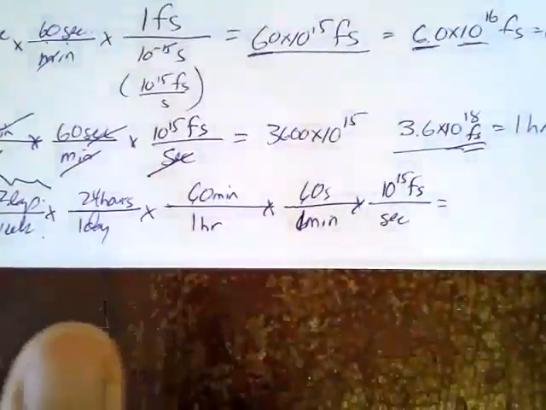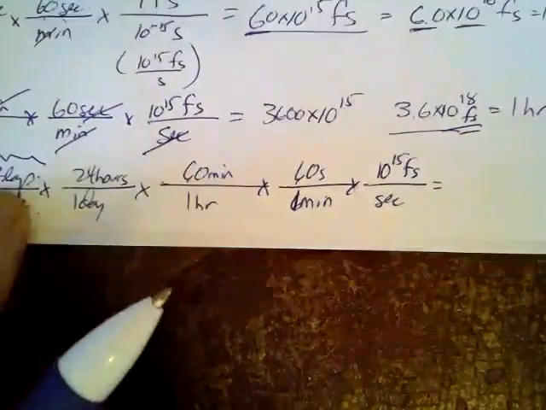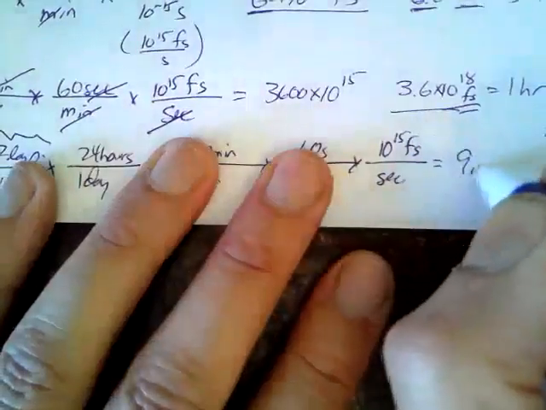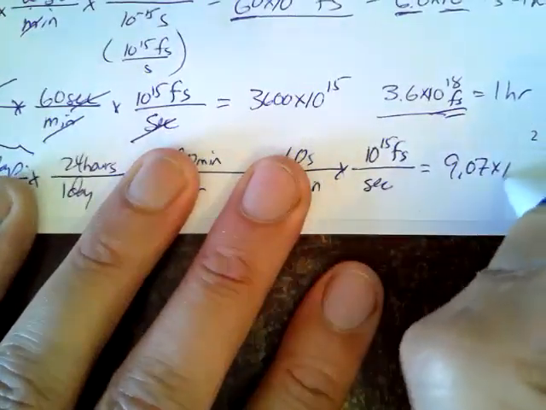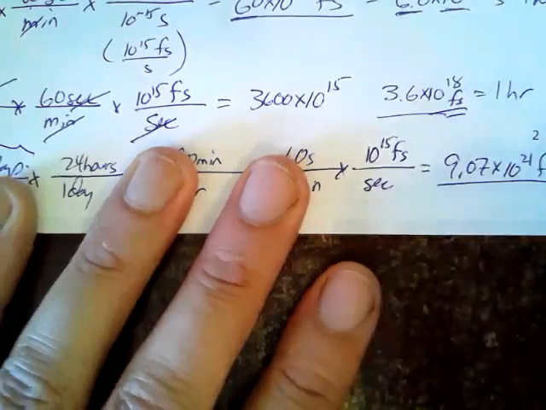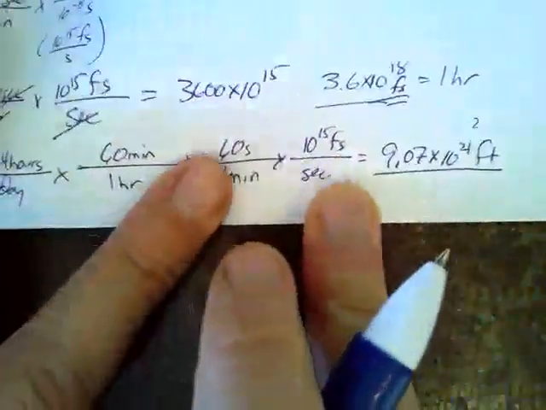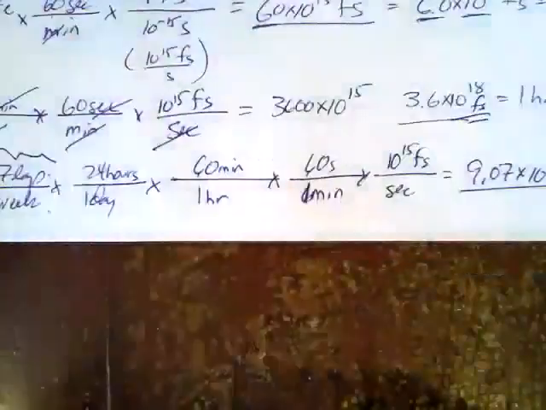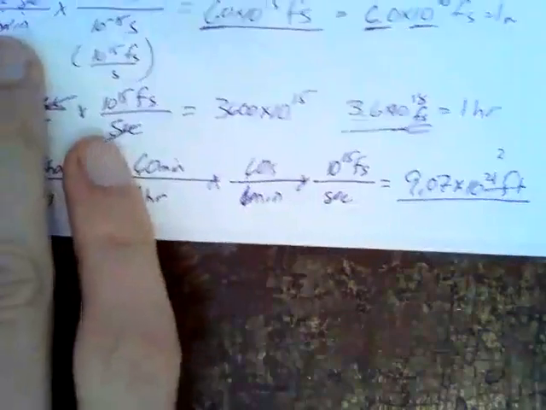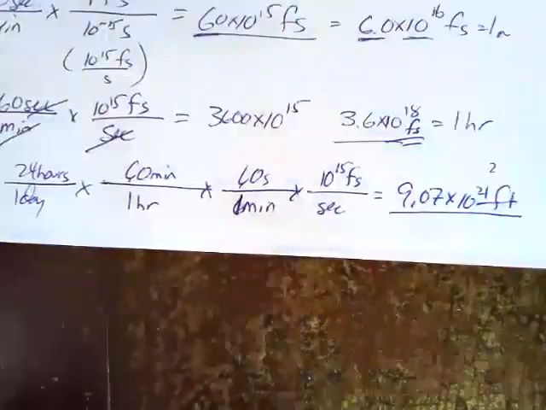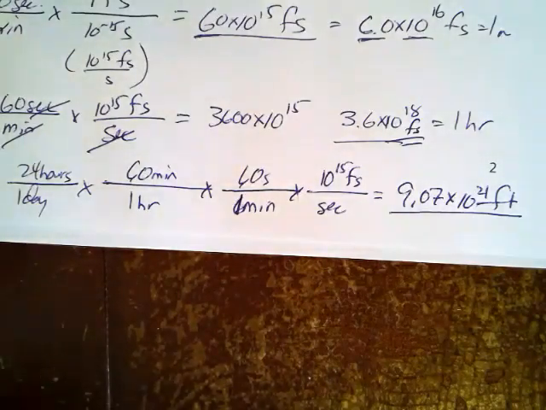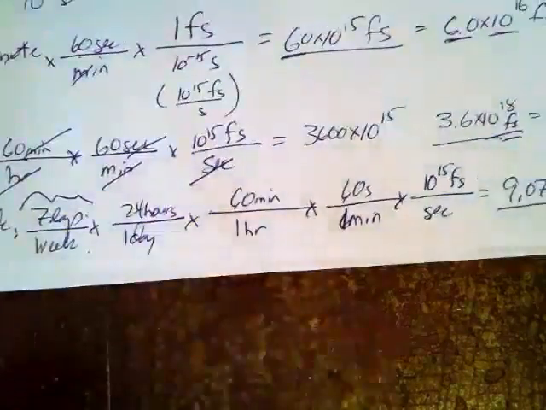Rather than saying 15 weeks, if we do all this math and we take 15 times 7 times 24 times 60 times 60 times 1 times 10 to the 15th, you get 9.07 times 10 to the 21st femtoseconds would be how long a semester is going to take. That's a lot of femtoseconds. That's a 9 followed by 21 zeros. But a femtosecond is very, very small, so they go past very quickly. Every second that goes by, 10 to the 15th femtoseconds have gone by.